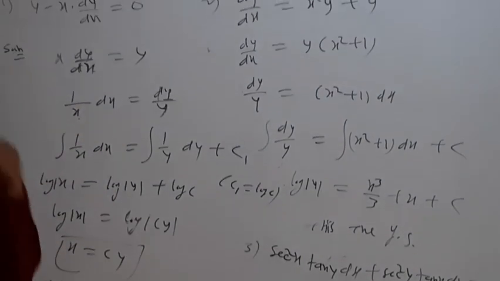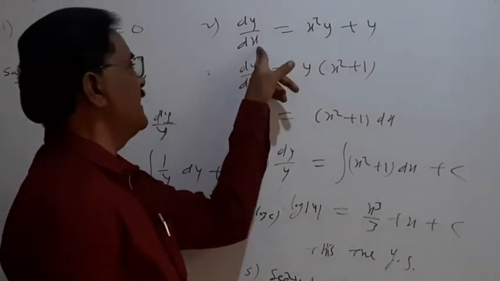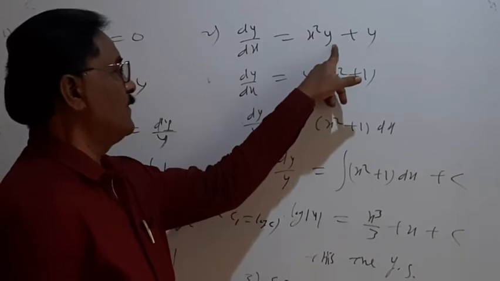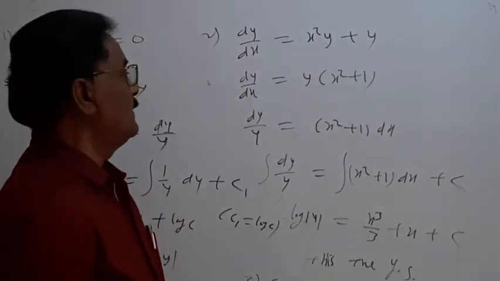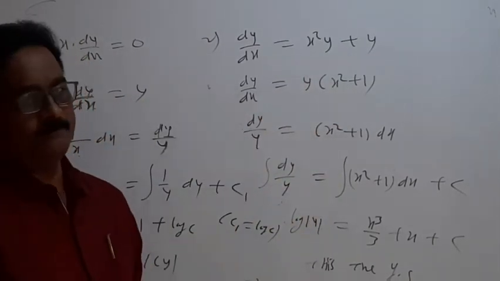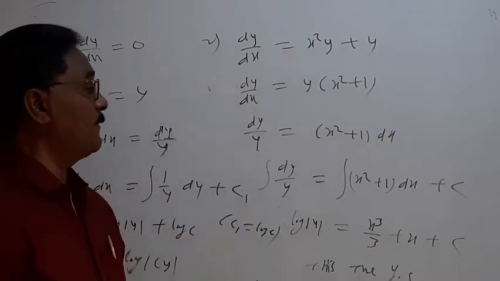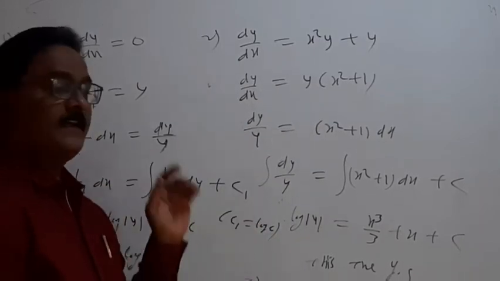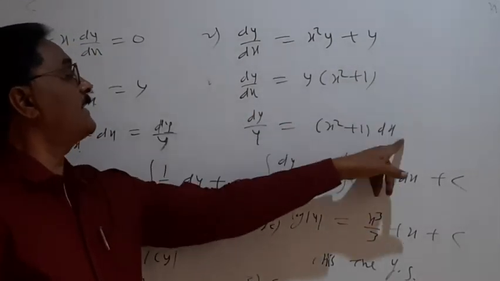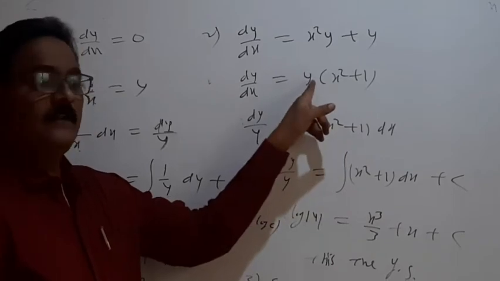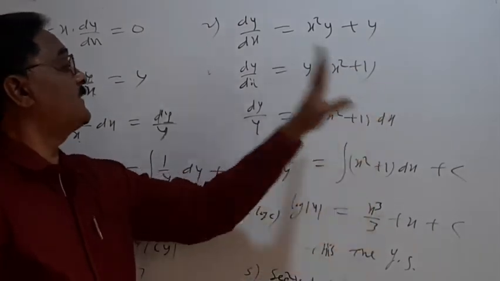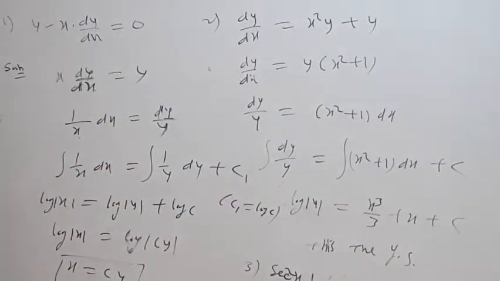Another example: solve the differential equation dy by dx is equal to x square y plus y. Here take y common, in bracket remaining x square plus 1. So convert this equation into variable separable form. Y terms on the dy side, x terms on the dx side. So dx on this side, dx and x square plus 1, y on the left hand side in the denominator, dy by y is equal to x square plus 1 into dx. This is the variable separable form.